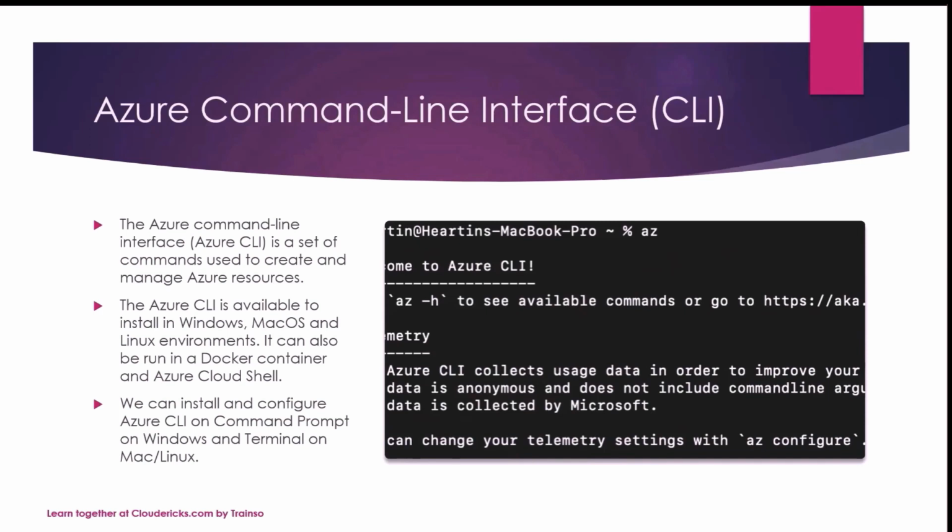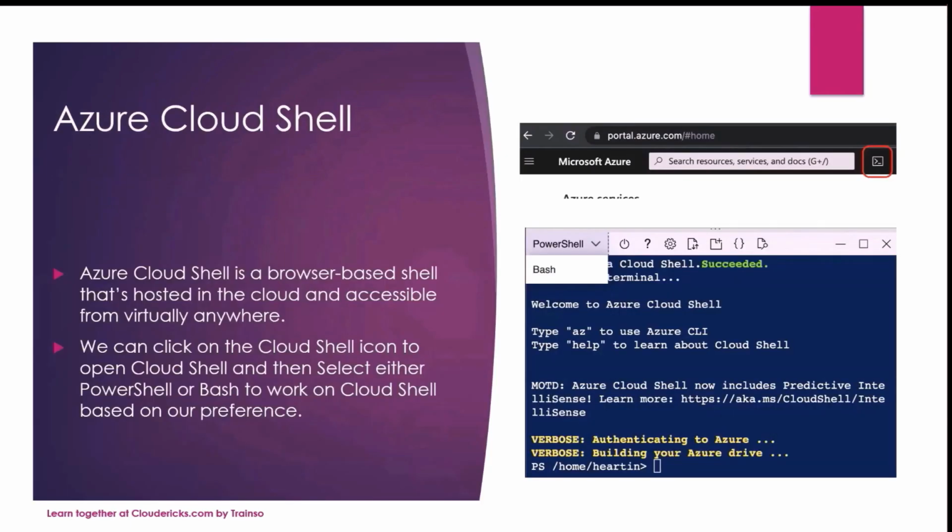We can install and configure Azure CLI on Command Prompt on Windows and Terminal on Mac or Linux. You can do a simple search in Google to find the steps to install Azure CLI. But again, for running CLI options also, Azure provides a way that doesn't require anything to be installed on your local machine: Azure Cloud Shell.